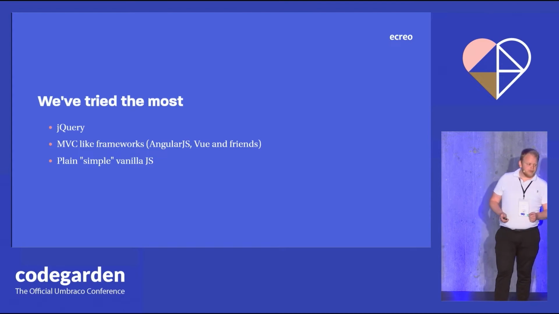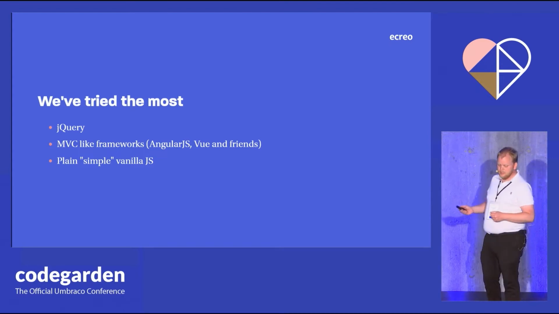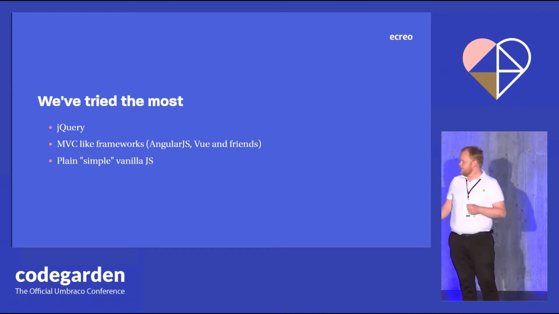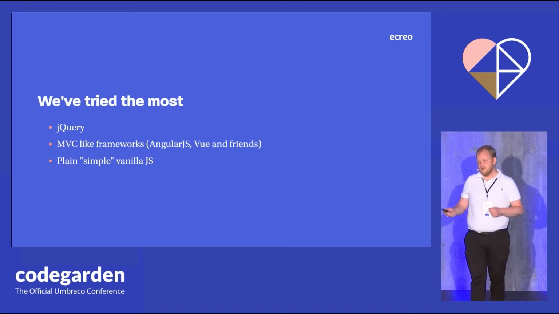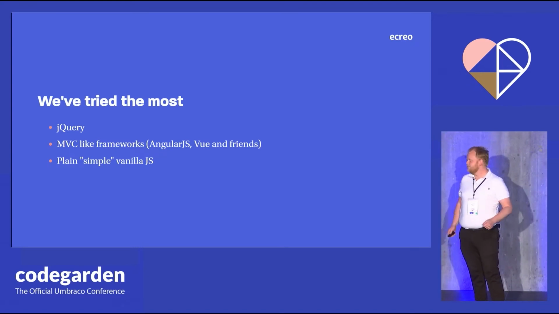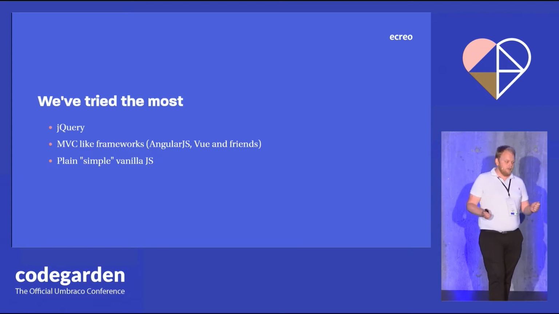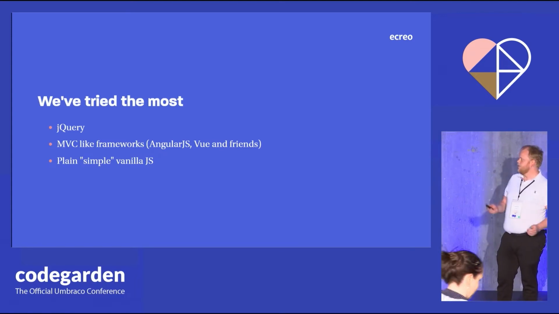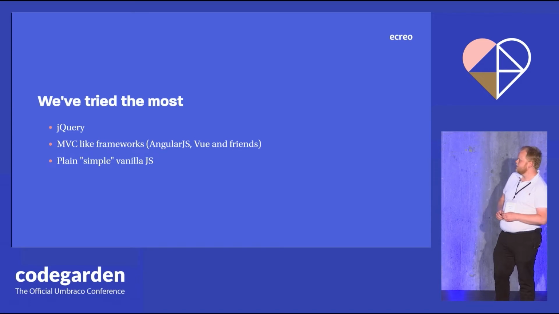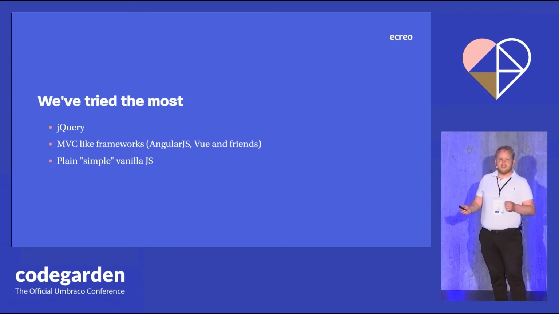We've also tried MVC-like frameworks like AngularJS and Vue and all those. Haven't tried React, but I guess it's probably the same. And they are really nice, but they also come with a huge payload for your pages. So most of the time we opted for simple vanilla JS. The most typical things that we needed to do was to toggle a class here and there and show a div whenever something got clicked.